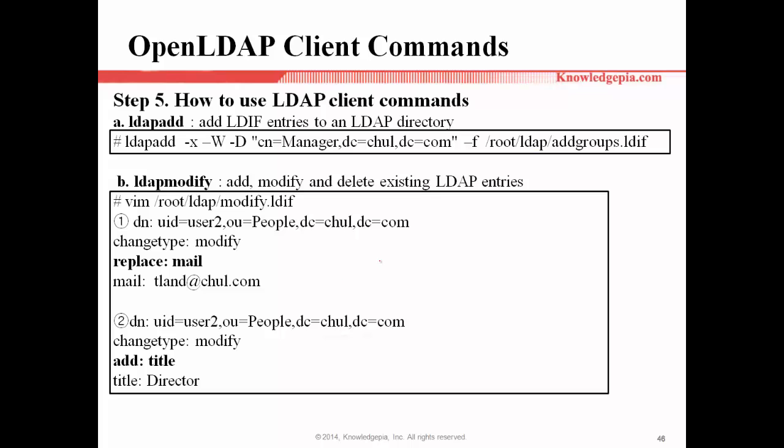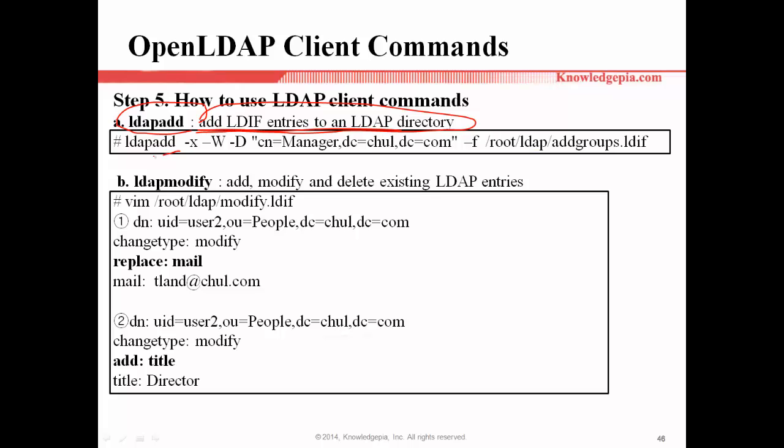So now, up to step 4, I explain how to use the LDAP client to access the LDAP server. If we successfully configure the LDAP client, now we can use the LDAP client commands. First one, ldapadd. This one adds LDIF entries to the LDAP directory. In the second video, I already showed you how to use this command.